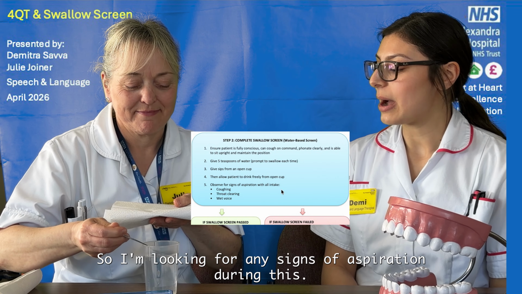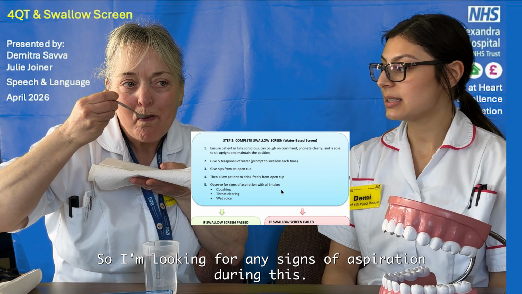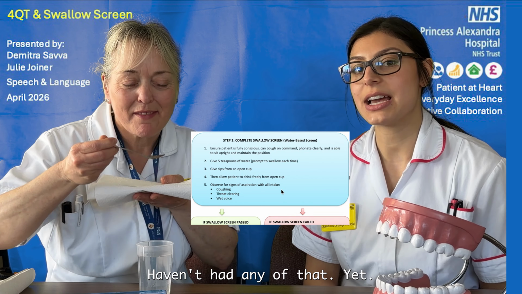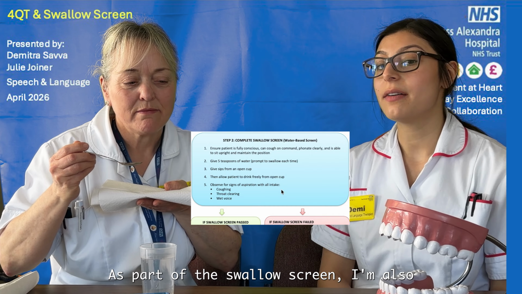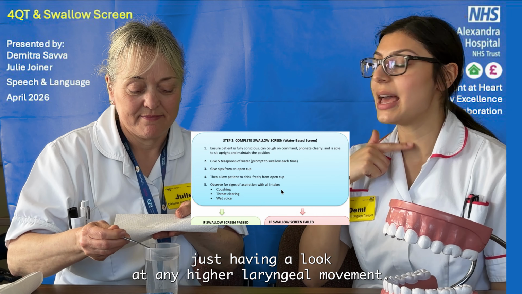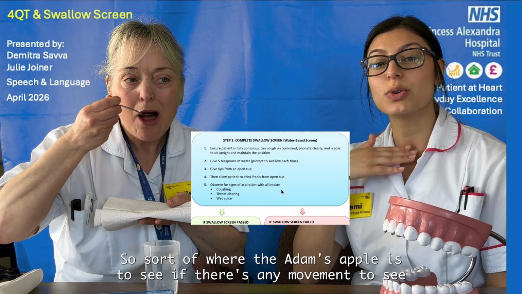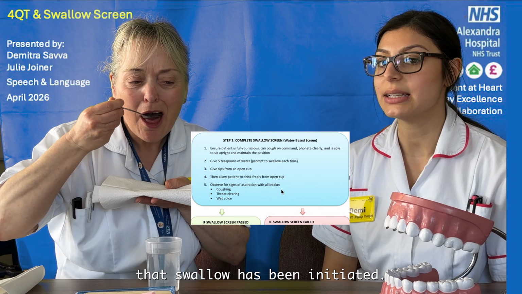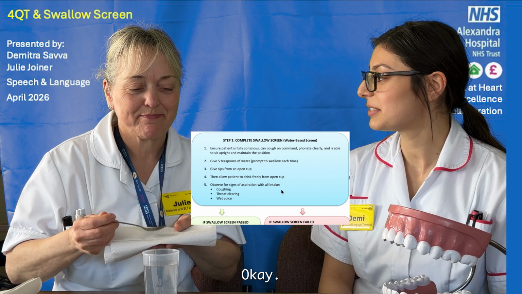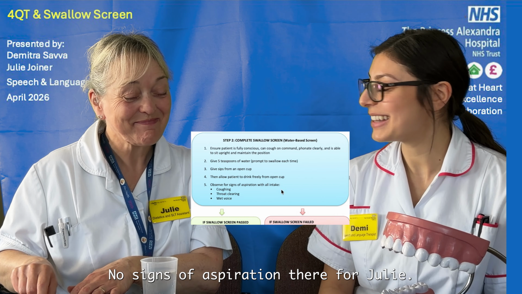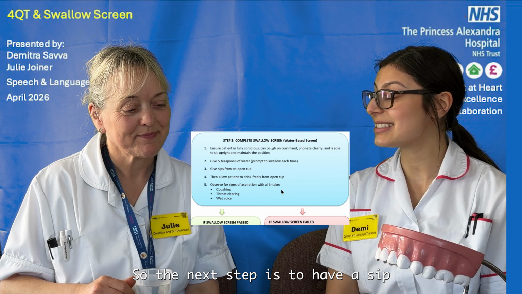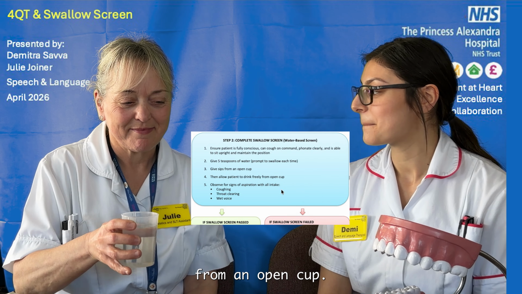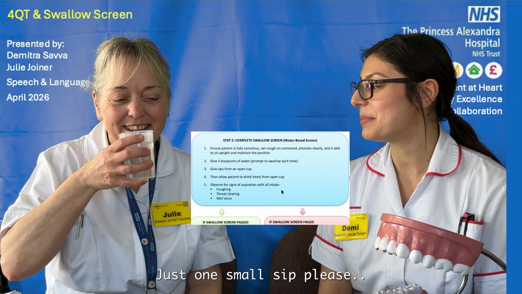Perfect. So I'm looking for any signs of aspiration during this, any signs of coughing, any throat clearing. Haven't had any of that yet. As part of the swallow screen, I'm also having a look at any hyolaryngeal movement, so where the Adam's apple is, to see if there's any movement, to see that the swallow has been initiated. Good. No signs of aspiration there for you, Julie. So the next step is to have a sip from an open cup. Open cup, just one small sip, please.